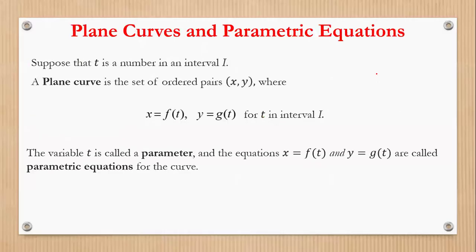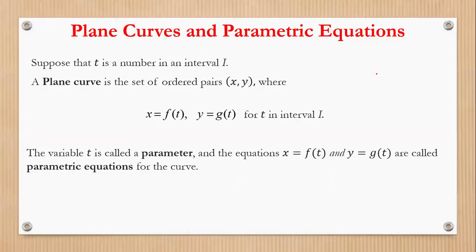So we always have t, which represents time as a number in an interval, as an integer interval. And we will have a plane curve when we have sets of ordered pairs x and y, where both x and y are functions of t. The variable t is called the parameter, and the equations of x and y are called the parametric equations.